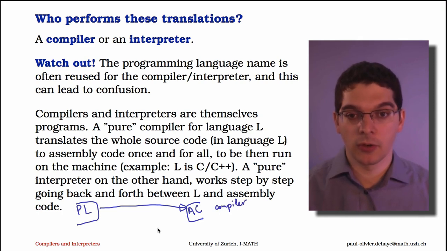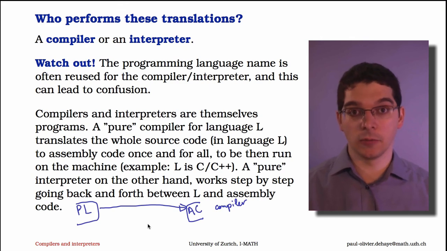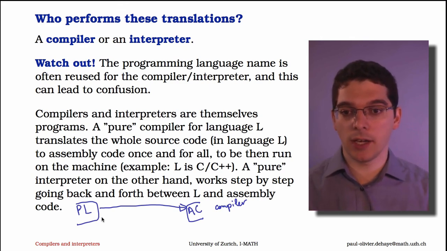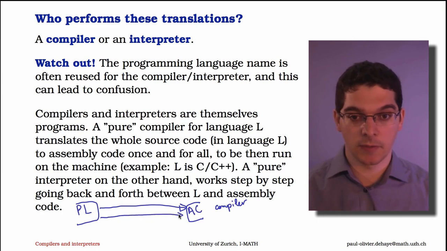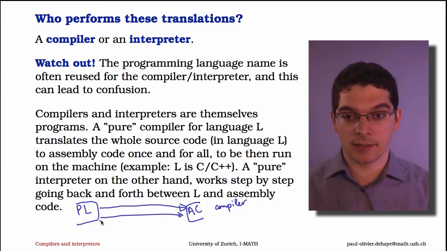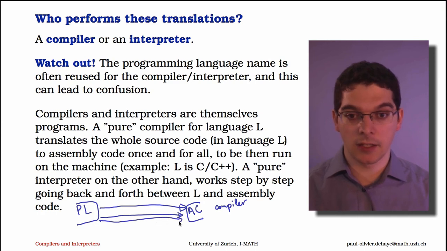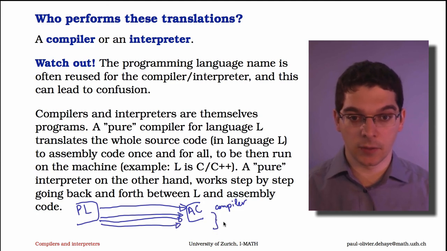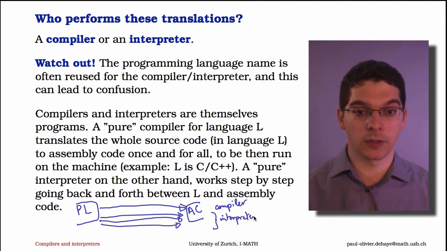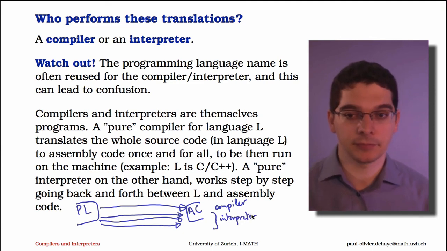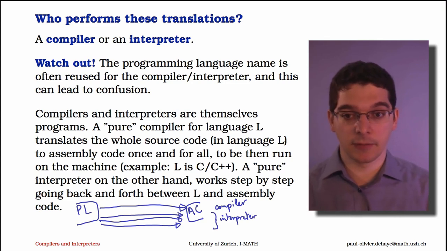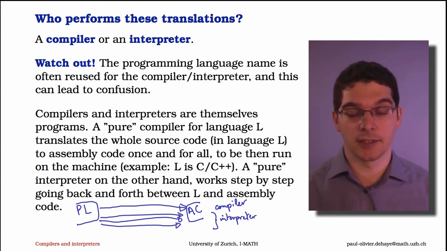Now, an interpreter will do slightly different. It will work step by step. So it will take one line of the programming language, translate it into assembly code, and then take the next line, translate it to assembly code, and each time it's doing the translation, it's executing that line right after. Okay, so all this together, that's the interpreter. So the interpreter, if you want, works line by line in a program. Okay, and it goes back and forth between programming language and assembly code.